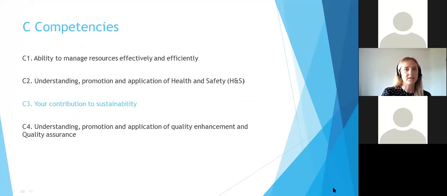Here's just an overview of the C competencies. In the last 2 weeks, Jack and Ian have presented on C1, the ability to manage resources effectively and efficiently, and also C2, understanding promotion and application of health and safety. Today the focus is on C3, your contribution to sustainability.